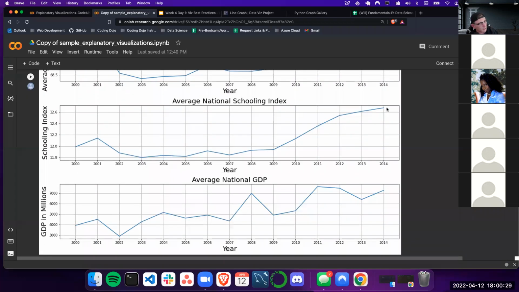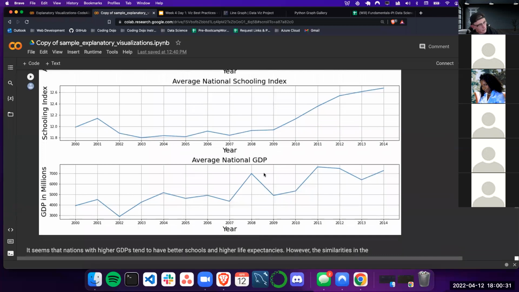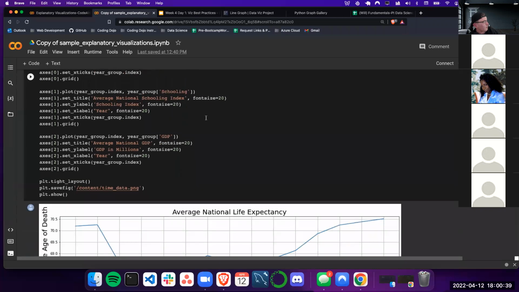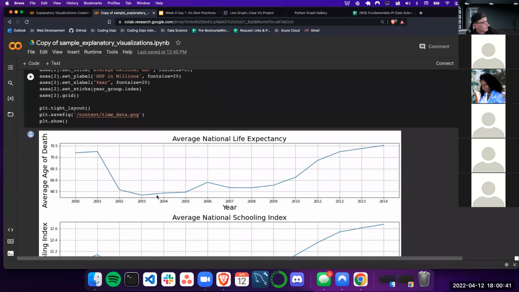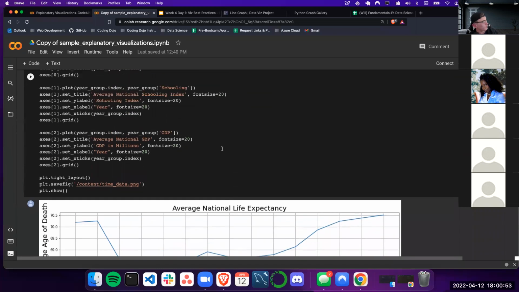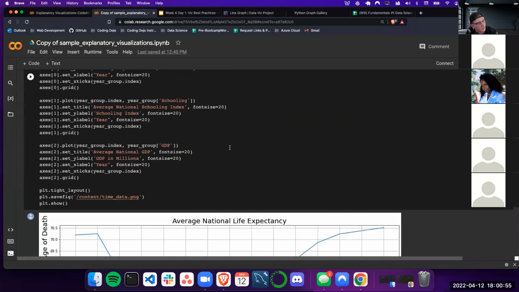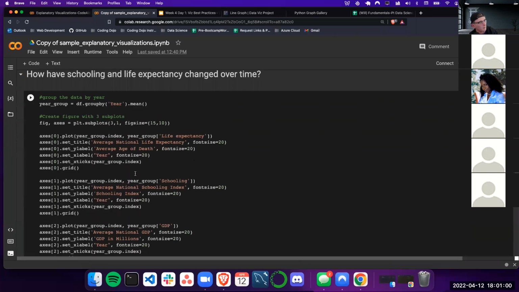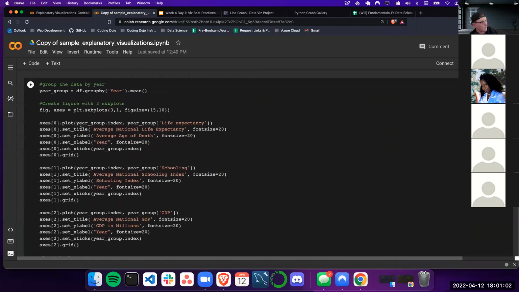Schooling index, we can see that increasing, our GDP in millions increasing. Let's see our average year of death, life expectancy. It decreased in the 70s. So it looks like even our average national life expectancy decreased for a little bit and is now getting larger. It's a little bit interesting. But you can see the difference, and being able to read this is much, much easier by having this full autonomy here.